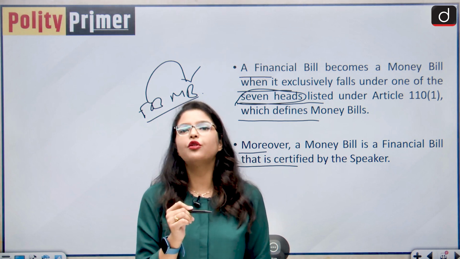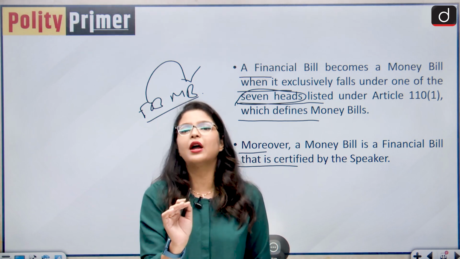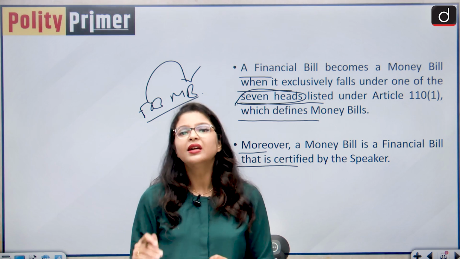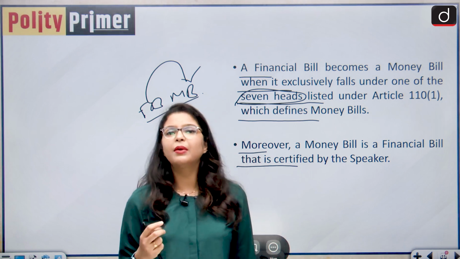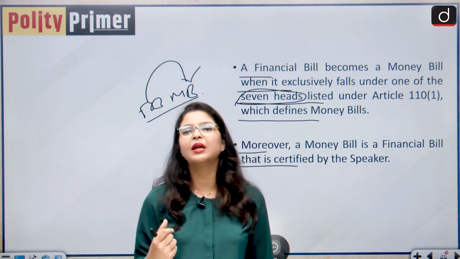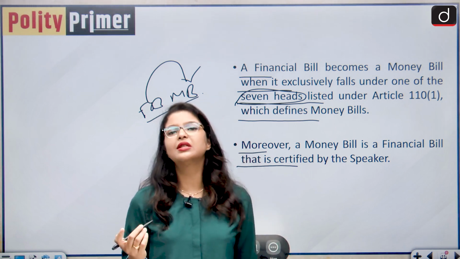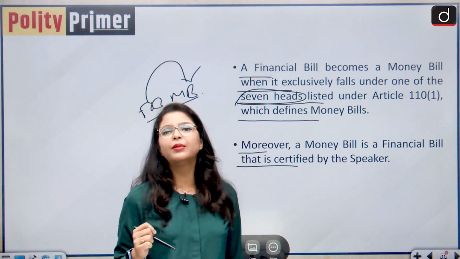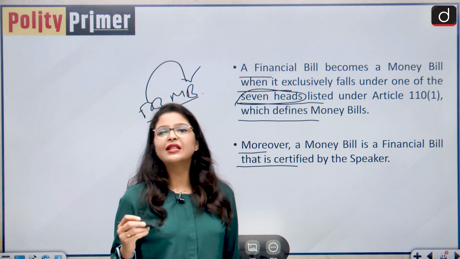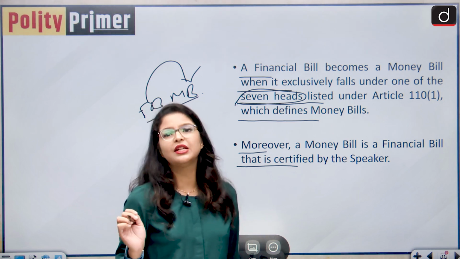So in the case of money bills, the Lok Sabha is more powerful than the Rajya Sabha, and the Rajya Sabha has very limited power on a money bill, and that is why a money bill is such an important bill that is introduced in the Parliament. So this was all about money bills. Now let us see how a financial bill and a money bill differ from each other.